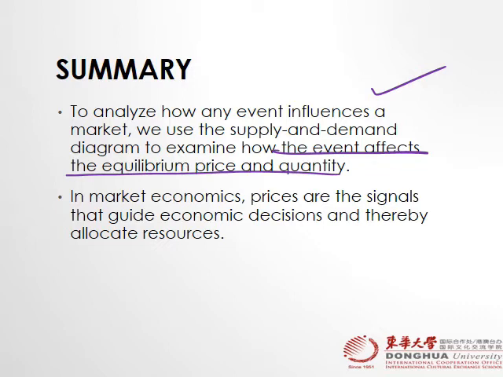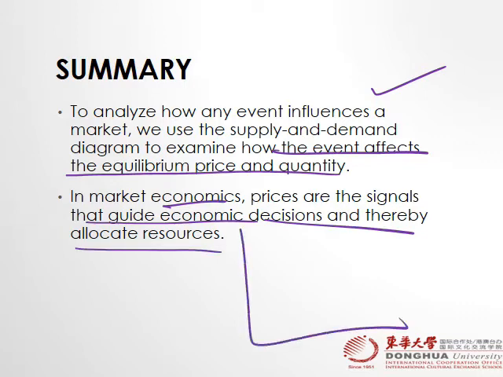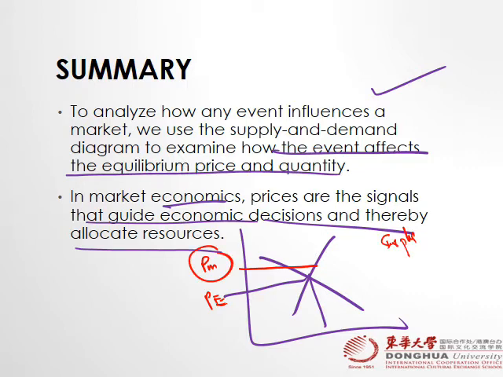You can find out that in market economies, prices are the signals that guide economic decisions and thereby allocate the resources. So what does it mean? It means if the price is above the equilibrium price, at that point we have surplus. So in the economy, price signals the economic decisions and thereby allocates the resources.